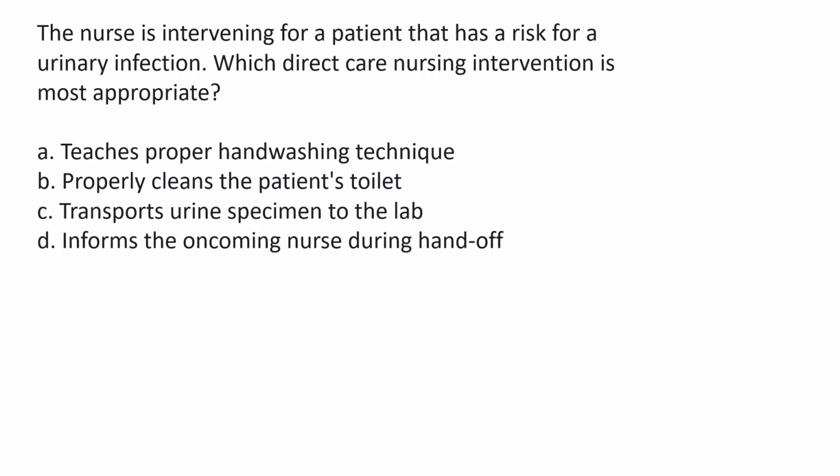The nurse is intervening for a patient that has a risk for a urinary infection. Which direct care nursing intervention is most appropriate? A. Teaches proper hand washing technique. B. Properly cleans the patient's toilet. C. Transports urine specimen to the lab. D. Informs the oncoming nurse during handoff.